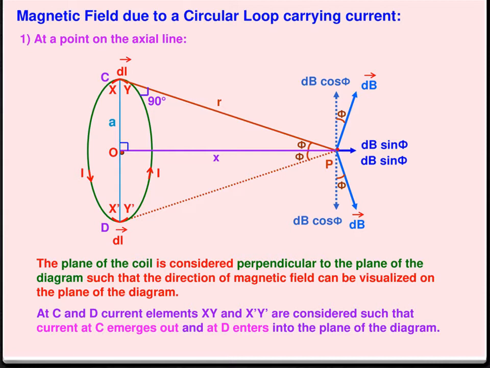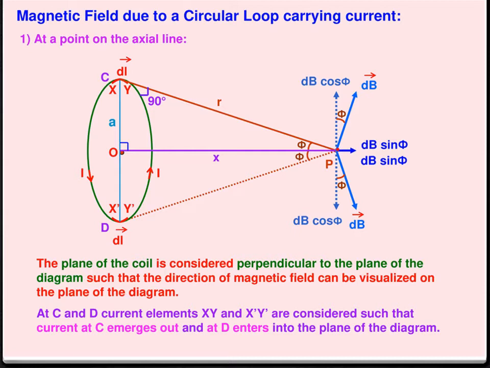The magnitude of the magnetic field at P due to the current element at D is the same as that for the current element at C because of equal distances from the coil, but its direction is along PS. Now B equals dB sin theta. So applying dB, mu naught I by 4 pi, dl by R square, into sin theta.